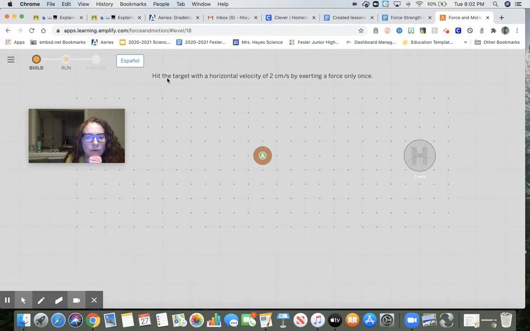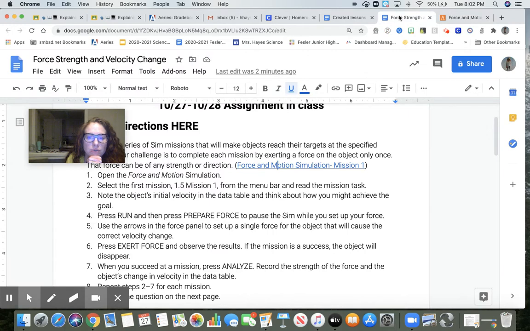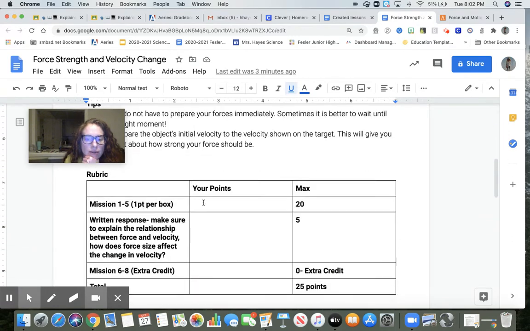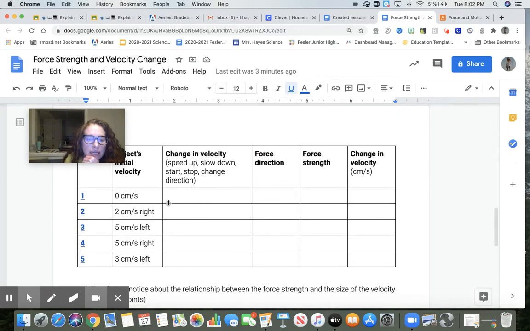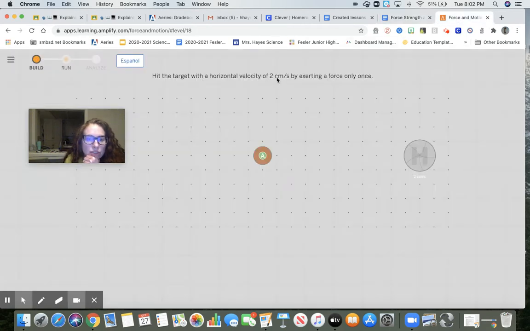It has right here what our mission is, which is to hit the target with a horizontal velocity of 2 centimeters per second by exerting a force only once. But let's go read the directions to figure out what we have to do. We did 1 and 2. We're on 3. Note the object's initial velocity. Initial just means the starting velocity in the data table, and think about how you might achieve this goal. I'm going to scroll down to the second page. It's starting at 0, and my mission is to get it to 2 centimeters per second.